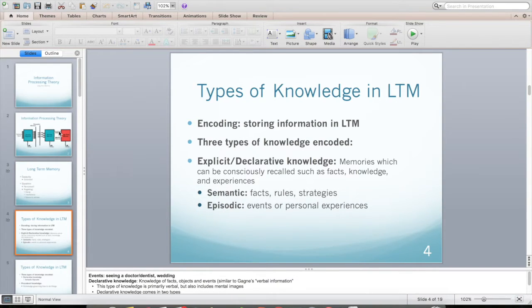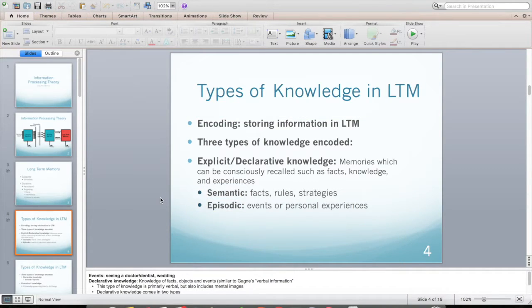When we store things to our long-term memory, we have to store it as some sort of knowledge, and so we have 3 different types of knowledge. This first one says explicit or declarative knowledge. What you're going to see on the test is only declarative, okay? Explicit is one way to put it, but the test will only say declarative. And it's divided into 2 parts, semantic and episodic.